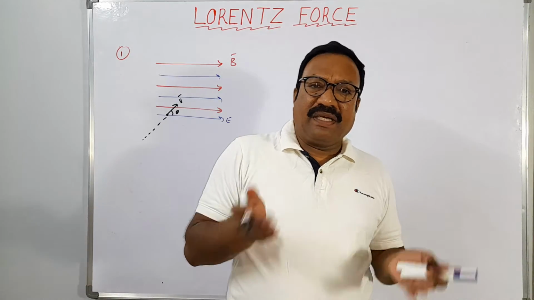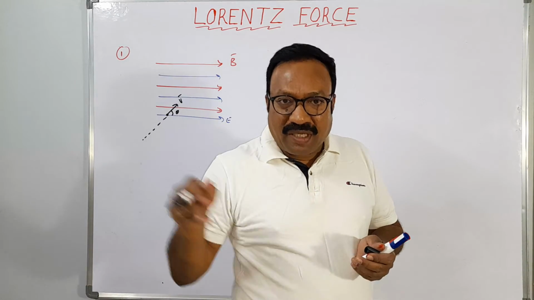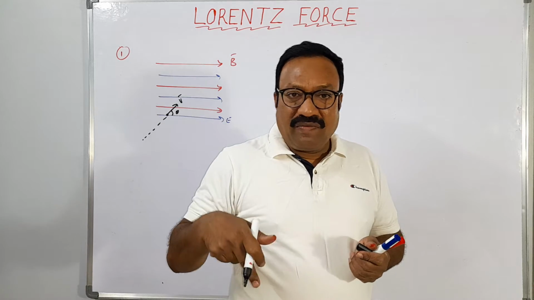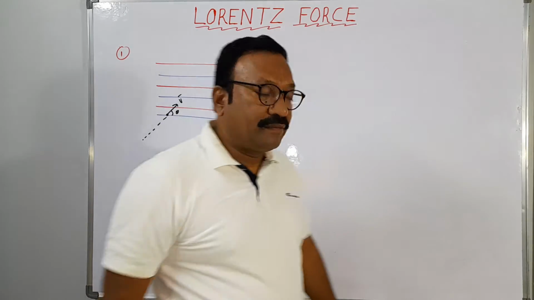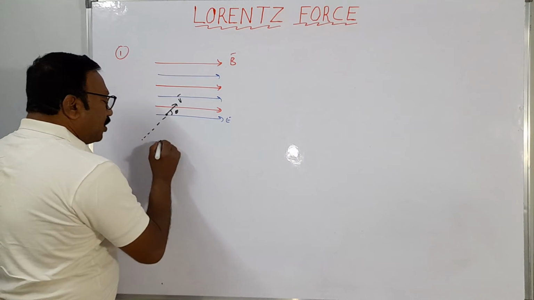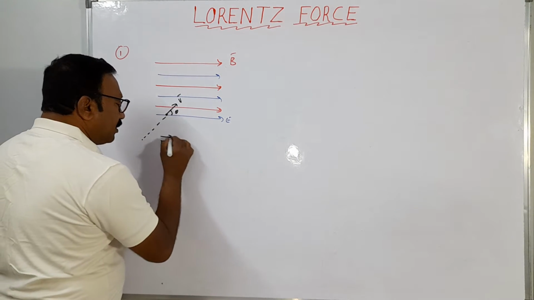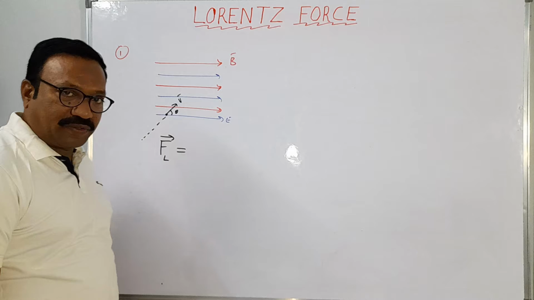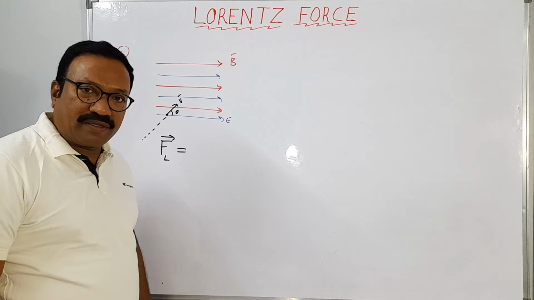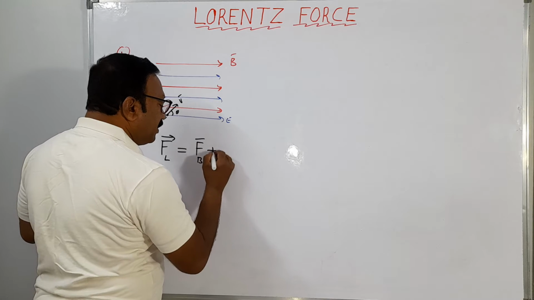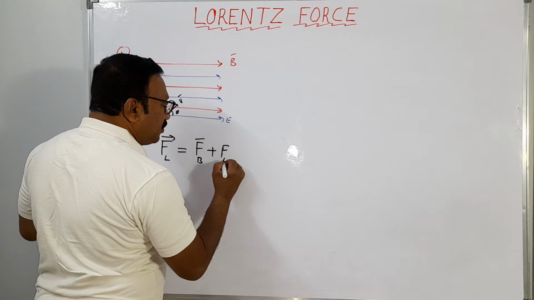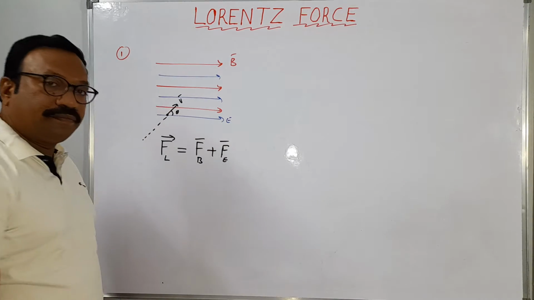They exert independently. So magnetic field will not leave because electric field is there, or electric field will not leave because magnetic field is there. They do their own work. So the total force on the particle is known as Lorentz force. This is called Lorentz force. That is force due to magnetic field plus force due to electric field.